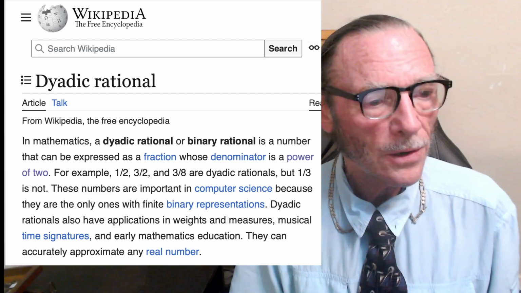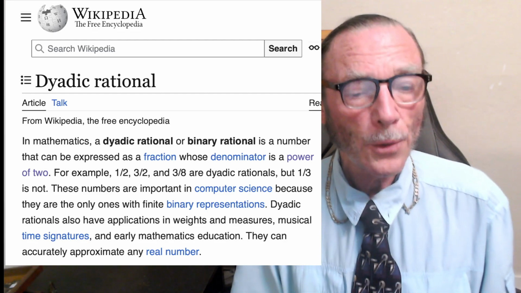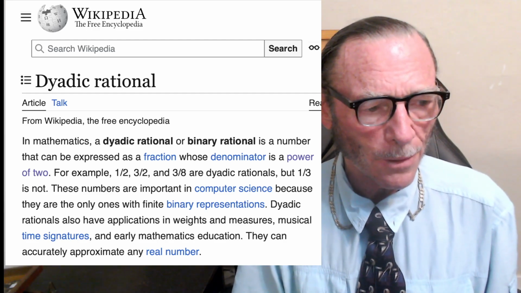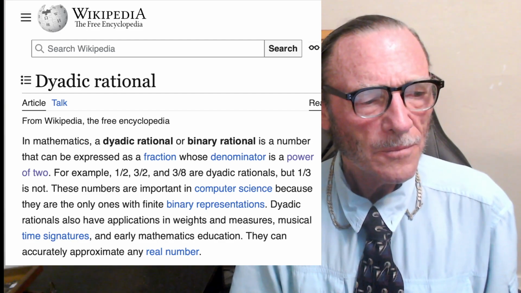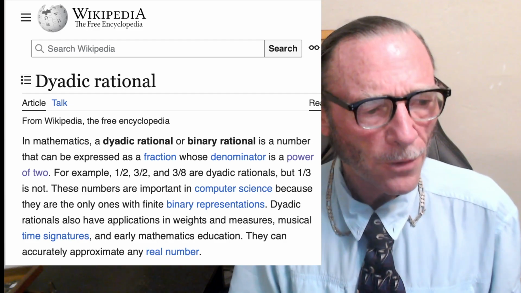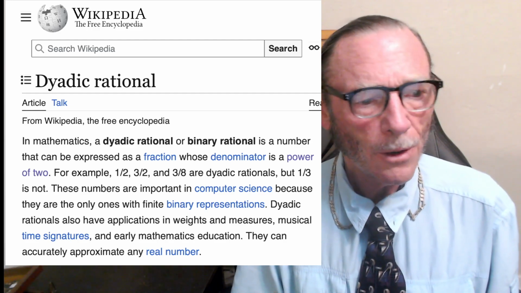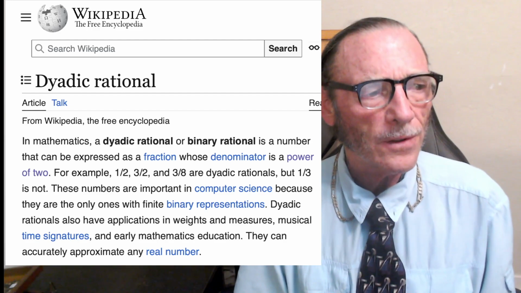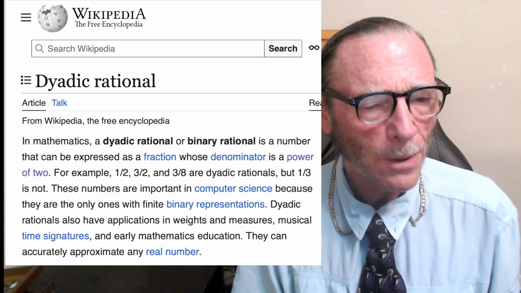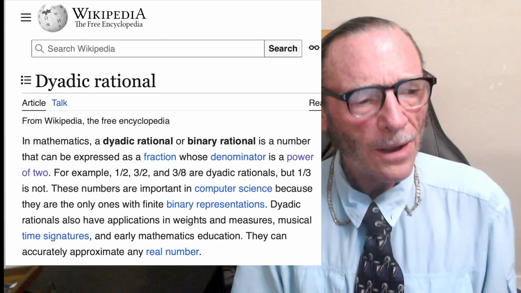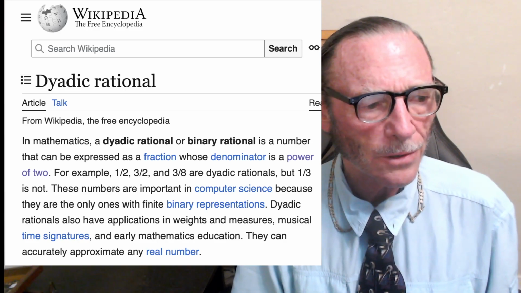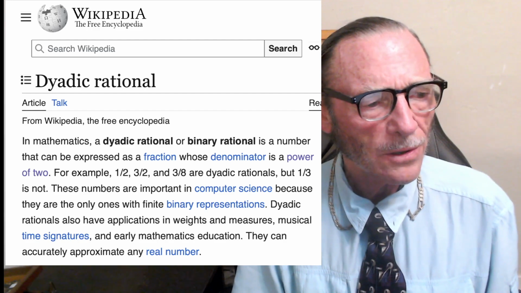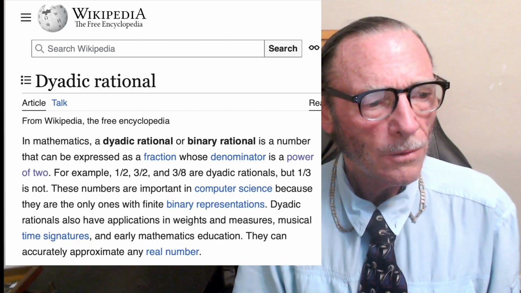1 over 2, that is a binary number. 3 over 2, is that a binary number? No, it's not. And 3 over 8, is that a binary number? No, it's not. And so what's the difference between a dyadic rational and a binary number? A binary number is a subset of these dyadic rationals. These are basically what we would just call fractions.